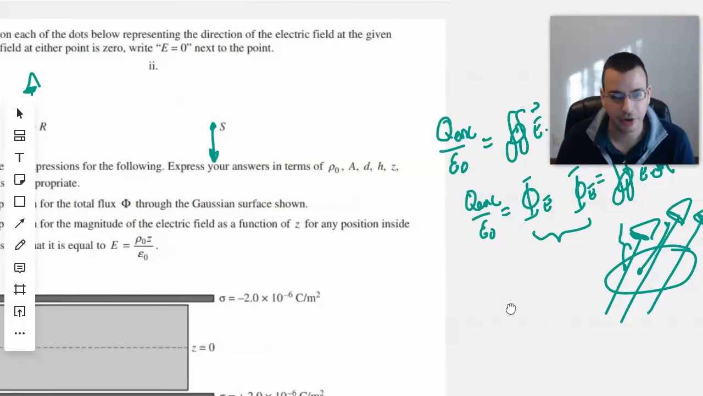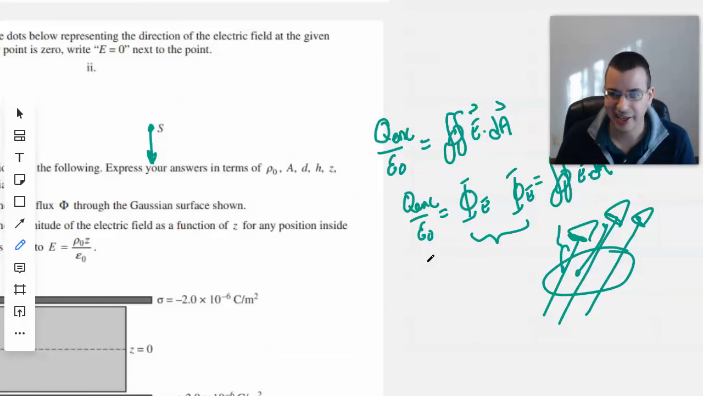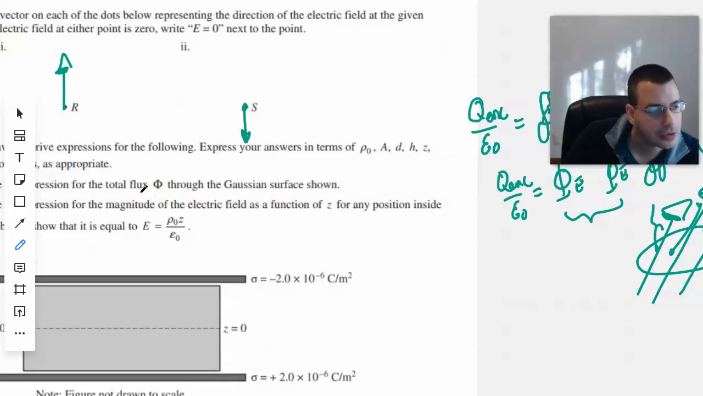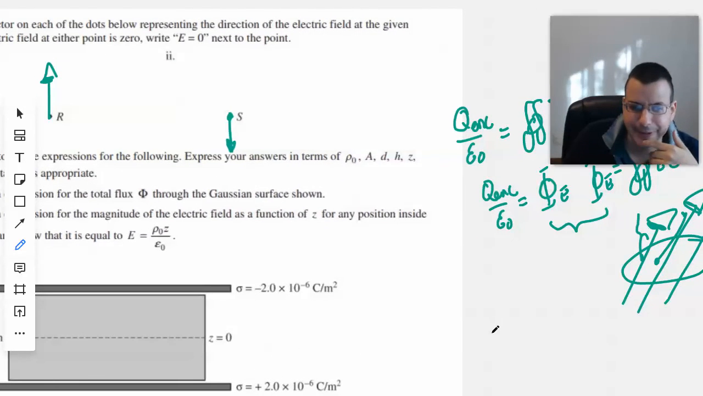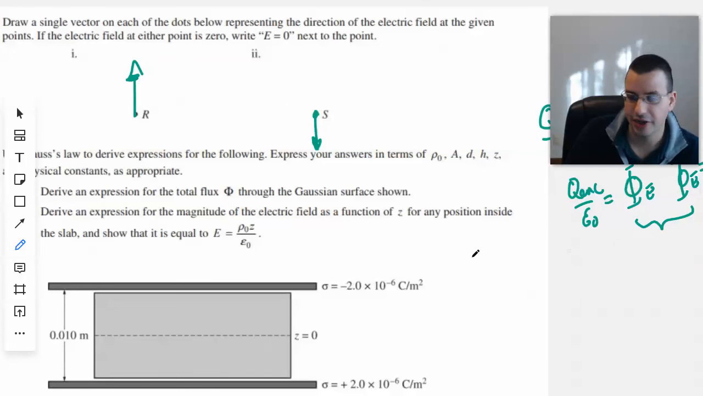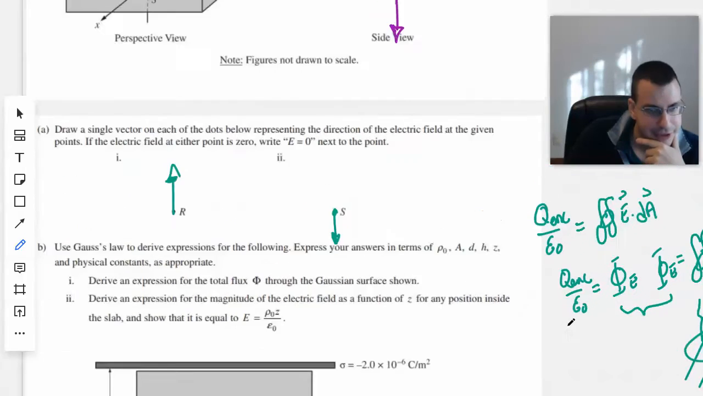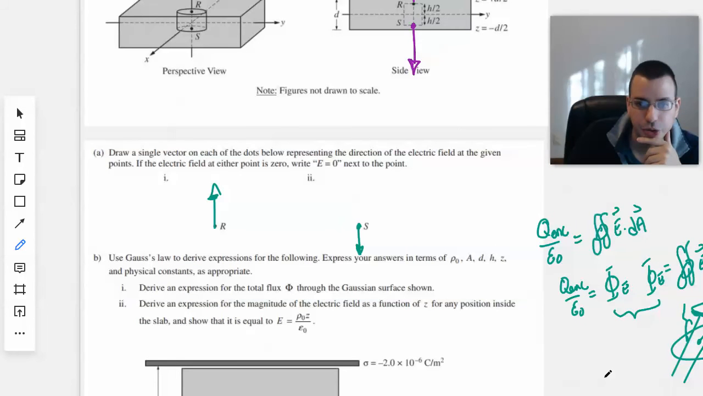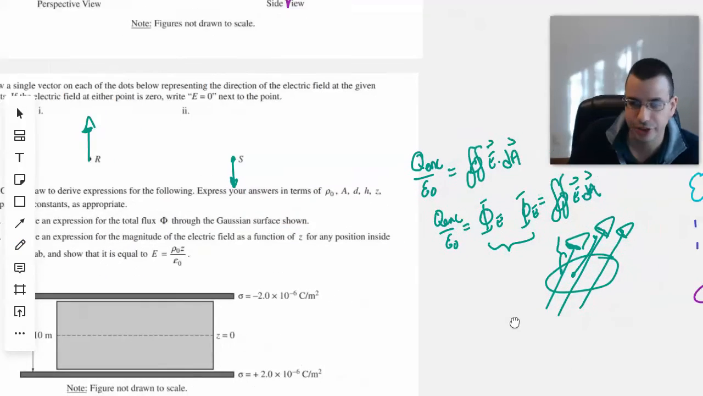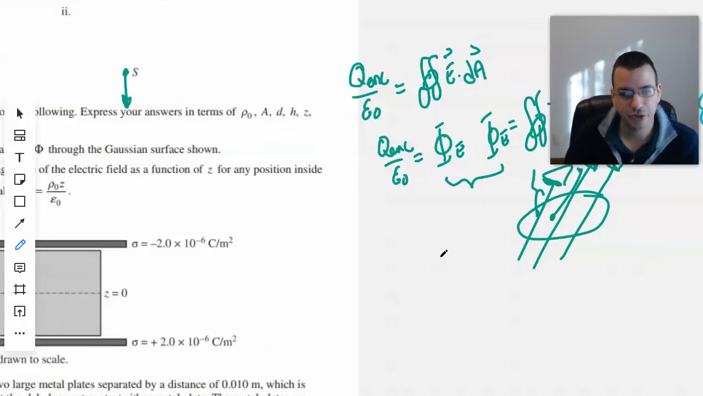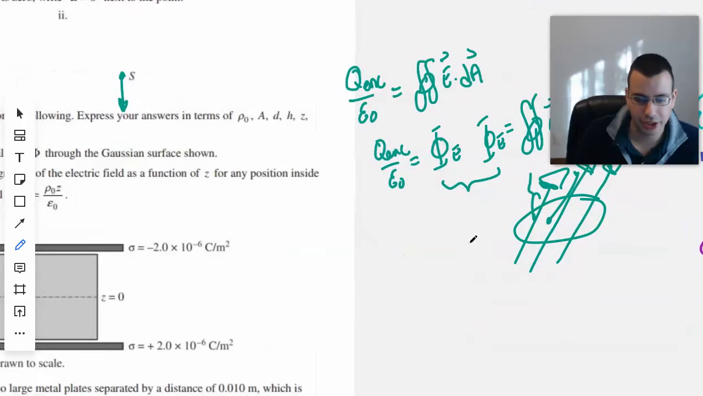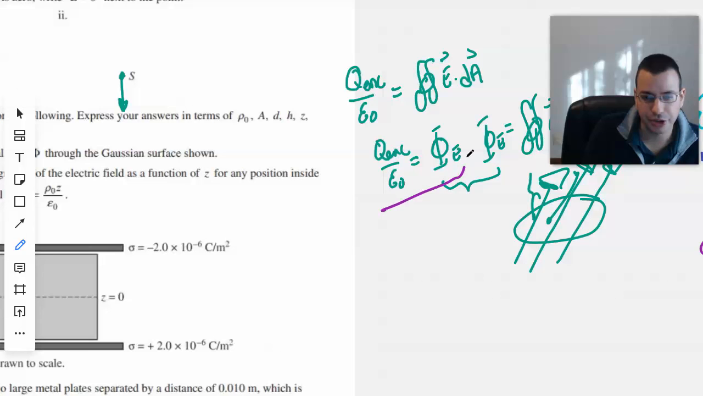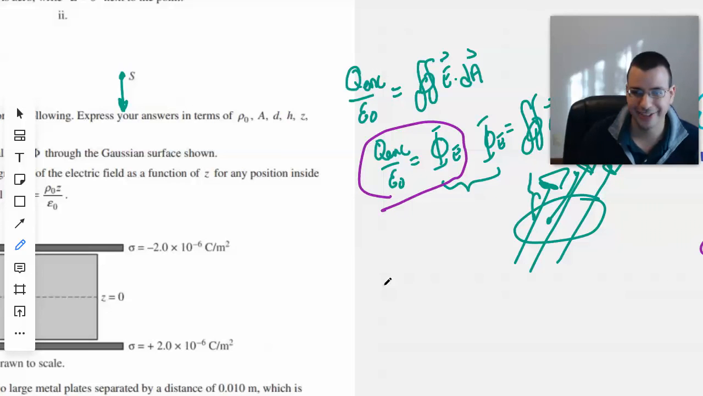So what we're looking for here is E dot dA. Or we could do Q enclosed. Either one we could find and say, that's flux. Derive an expression for flux through the Gaussian surface. We're just going to do Q enclosed over epsilon naught, because either one of these equations will do it. We'd have trouble using the other one because we don't know what the electric field is.